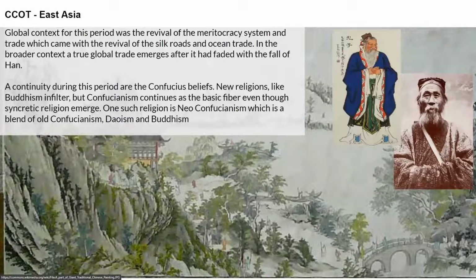And once Buddhism started slowly dying out, that's really when Neo-Confucianism surged throughout the new dynasties.